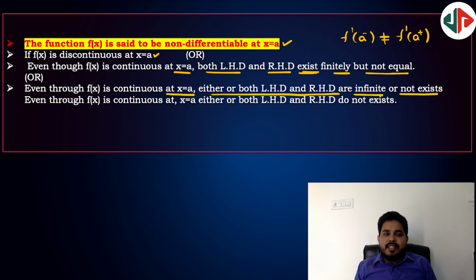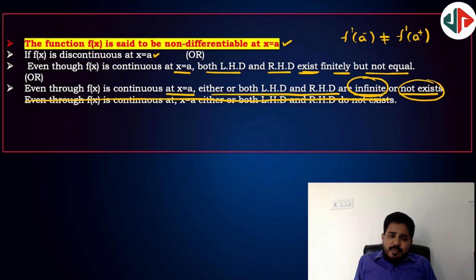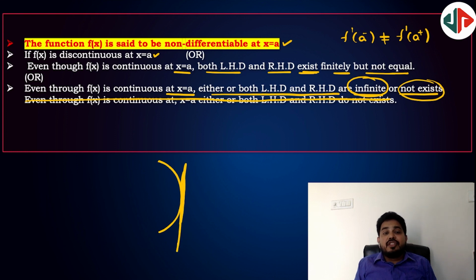So this is not required, beta. Why? If either one of them or both of them do not exist or are infinite, then the function is not differentiable. But there is a special case. For example, if you are getting a curve like this, here the derivative is nothing but the slope of the tangent. Here dy by dx is not possible, but this is differentiable only.